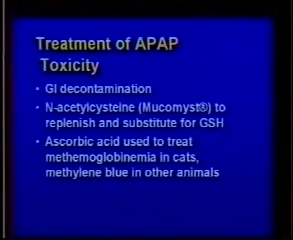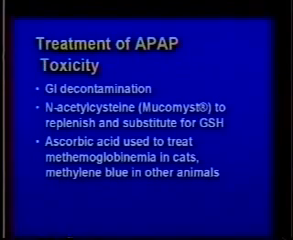To treat acetaminophen poisoning, if you can get to the animal soon after ingestion has occurred, GI decontamination, either by emesis or gastric lavage followed by activated charcoal, is very effective. If you don't get to the animal in time and symptoms have begun to appear, the treatment is going to consist of using N-acetylcysteine, which is sold as Mucomist, to replenish glutathione and also to substitute for glutathione. It provides another substrate to detoxify the reactive intermediates that are produced by metabolism of acetaminophen.